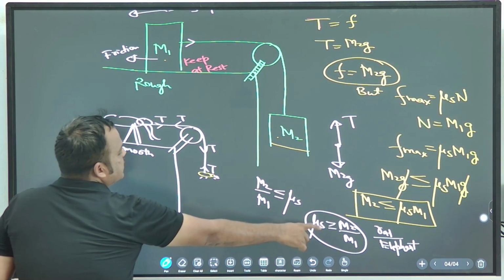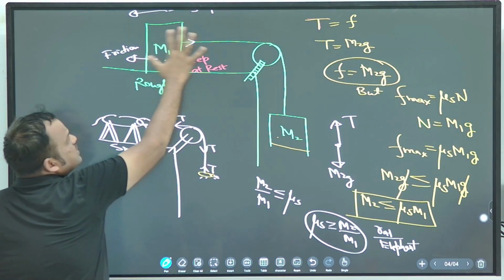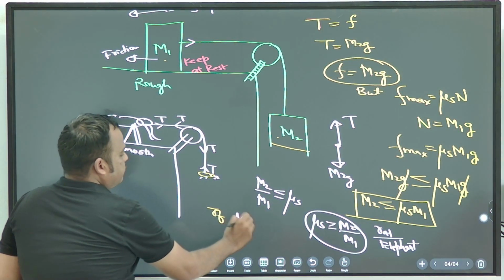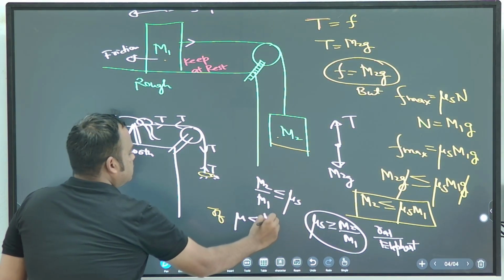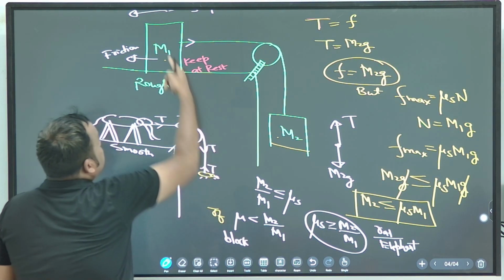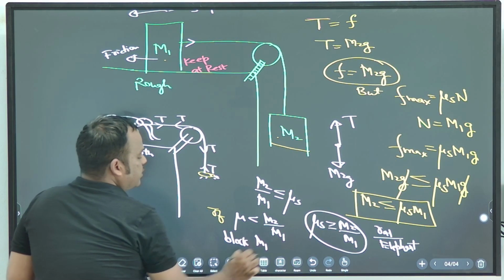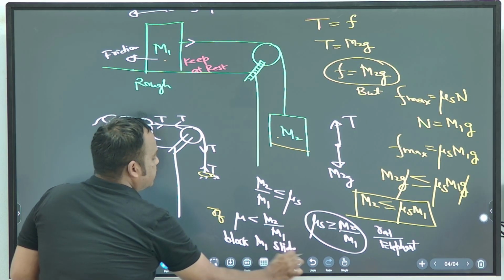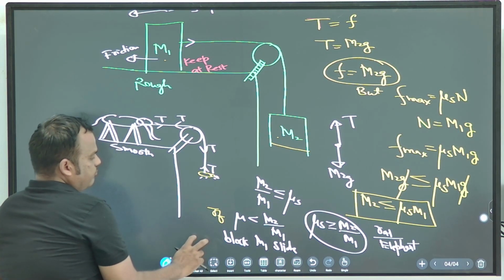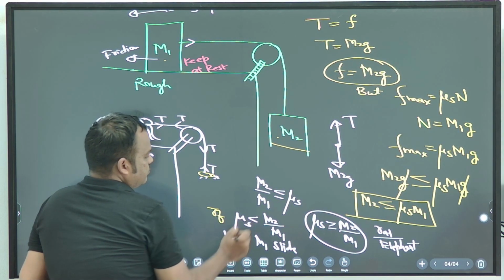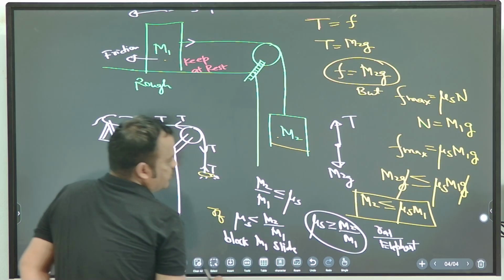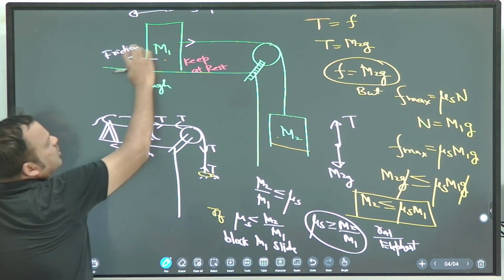If mu s is less than M2 by M1, block M1 will slide. This is mu s. Mu s is less than M2 by M1, it will slide. Okay, clear? See, it is all steps.